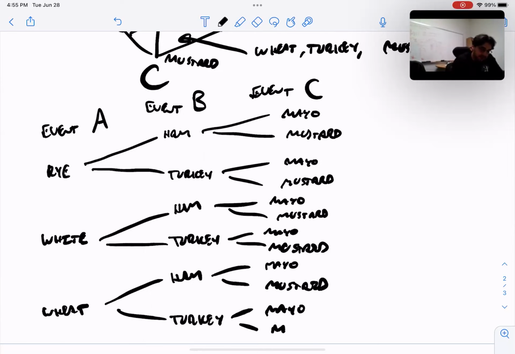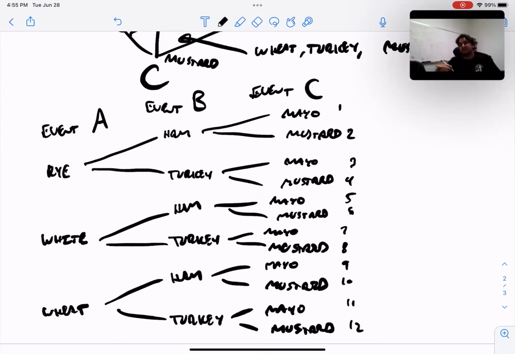Now you can actually see all 12 options in a diagram that's not so cluttered, right? What are the 12 sandwiches? They're right here. 1, 2, 3, 4, 5, 6, 7, 8, 9, 10, 11, 12. There we have our 12 sandwiches. And each sandwich just corresponds to a path in this tree from a root to a leaf.